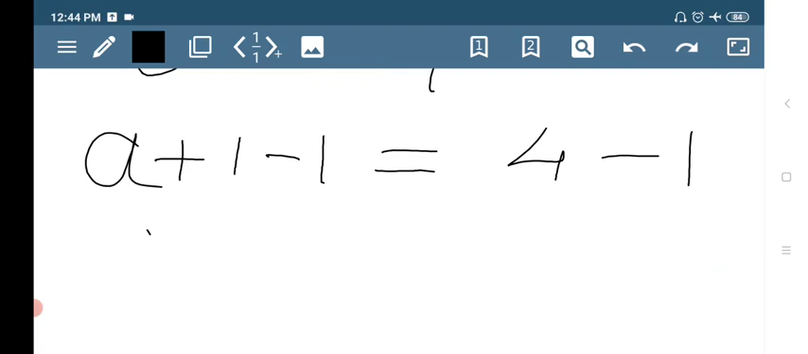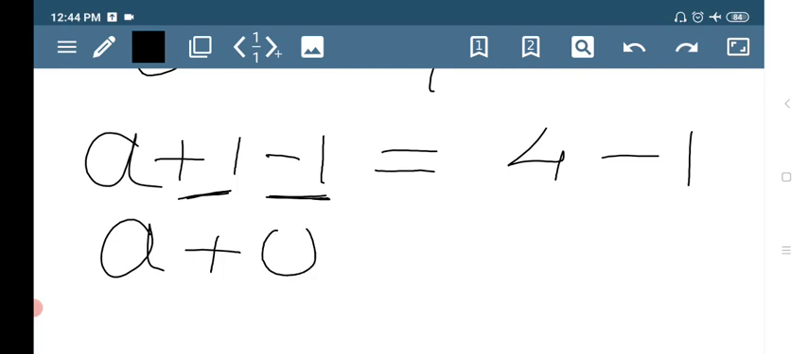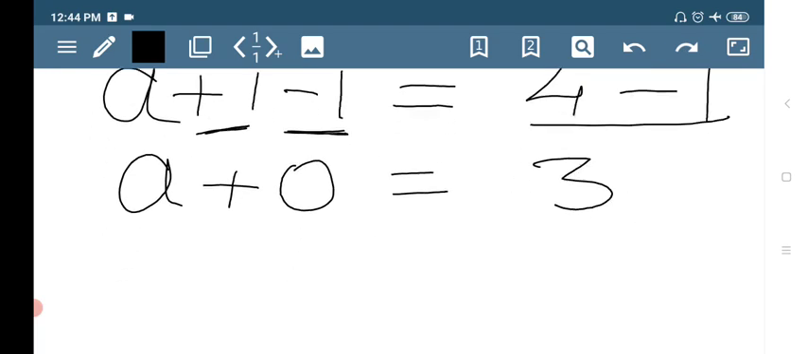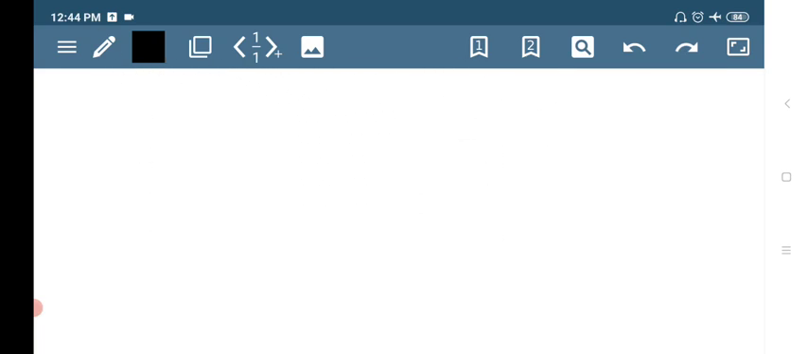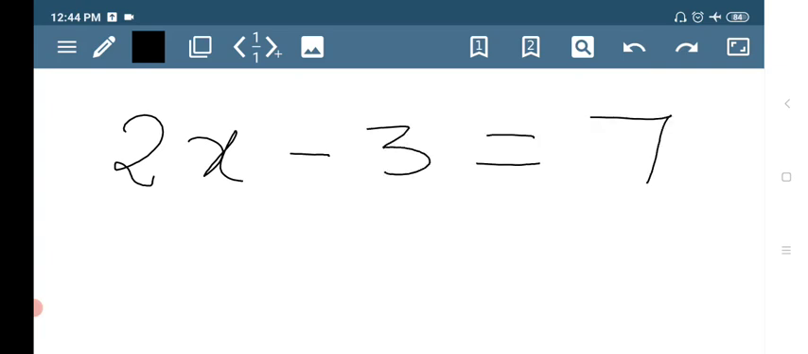So what happens now? Plus 1 minus 1 becomes 0. So that is a plus 0. 4 minus 1 is 3. So a plus 0 is a is equals to 3. This is the one method. Got it? Let us see once again with the question I have taken as example. 2x minus 3 is equals to 7.